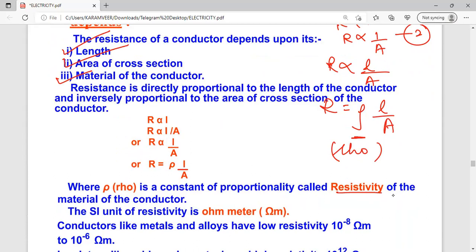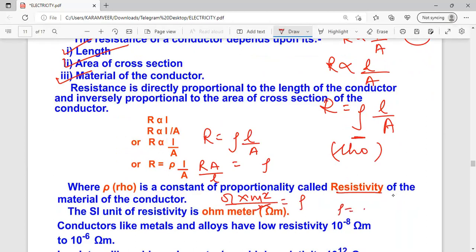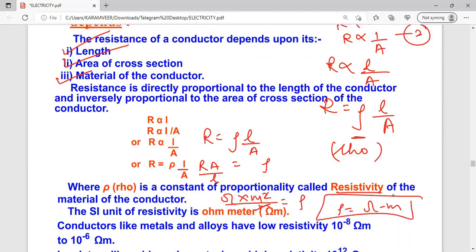But what is the unit of rho? देखो, rho क्या है? Resistance is equal to rho L upon A. So rho is equal to RA upon L. तो resistance के यूनिट क्या हैं? Ohm, meter square upon meter. So resistivity has the unit ohm meter.